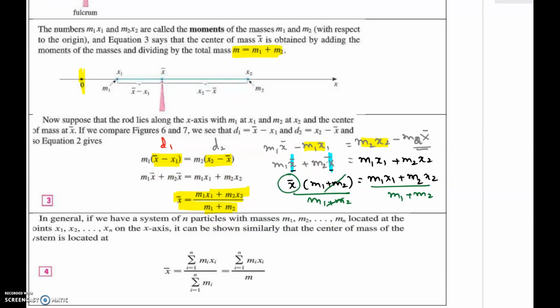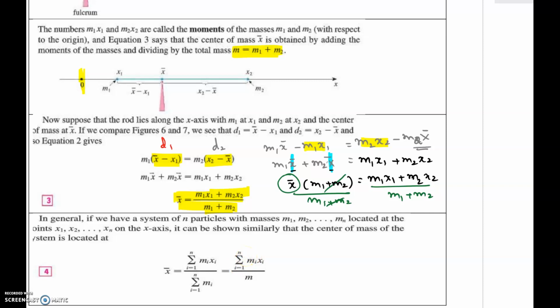If I make a generalization of the above result, we have a system of n particles with masses m1, m2, etc., mn, located at different points x1, x2, etc., xn on the x-axis. It can be shown similarly that the center of mass of the system is located at x bar equals sigma mi xi over sigma mi. There we had only two masses, m1 and m2. Here we have n masses and n points, so it will be sigma.